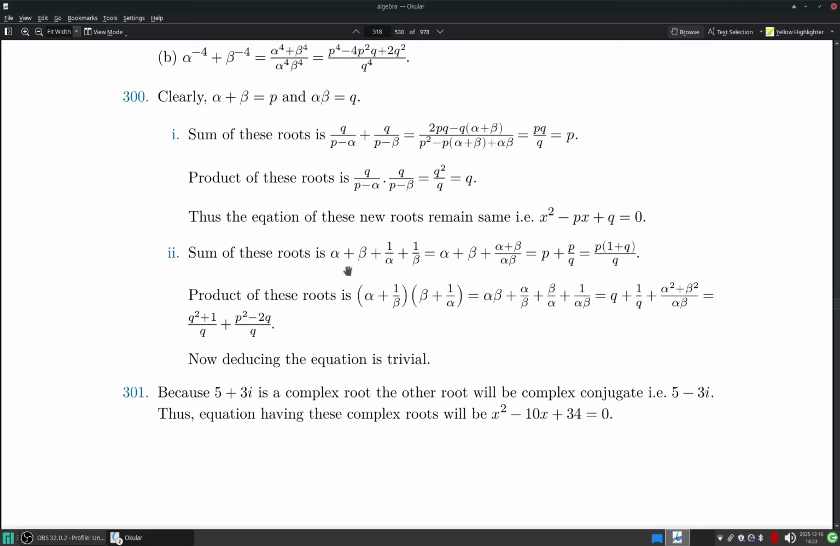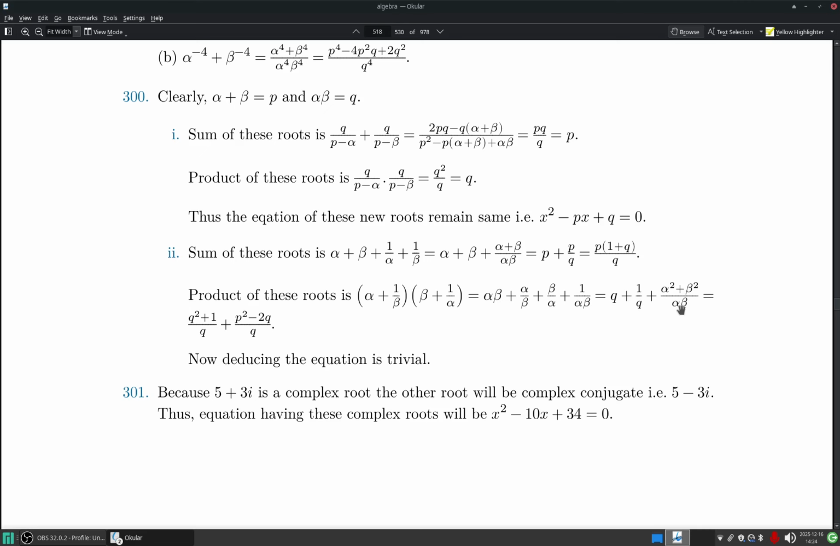For the second case, sum of roots would be alpha plus beta by alpha beta, that is p plus p by q. That is p into 1 plus q by q. Product of these roots would be alpha beta plus alpha by beta plus beta by alpha plus 1 by alpha beta. Now alpha beta is q and 1 by alpha beta will be 1 by q.